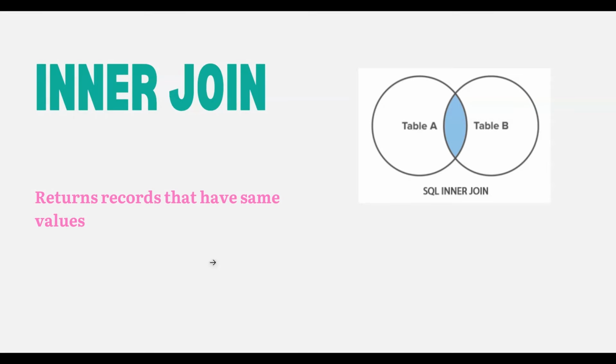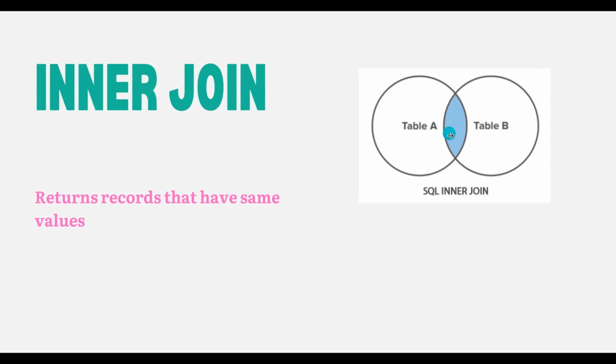So okay, let's understand the first type of join, which is our inner join. Inner join returns the records that have the same values. The diagrams you're watching right here are called Venn diagrams, which help us understand the real context. As you can see, table A and table B are two tables, and between them is the intersected part.